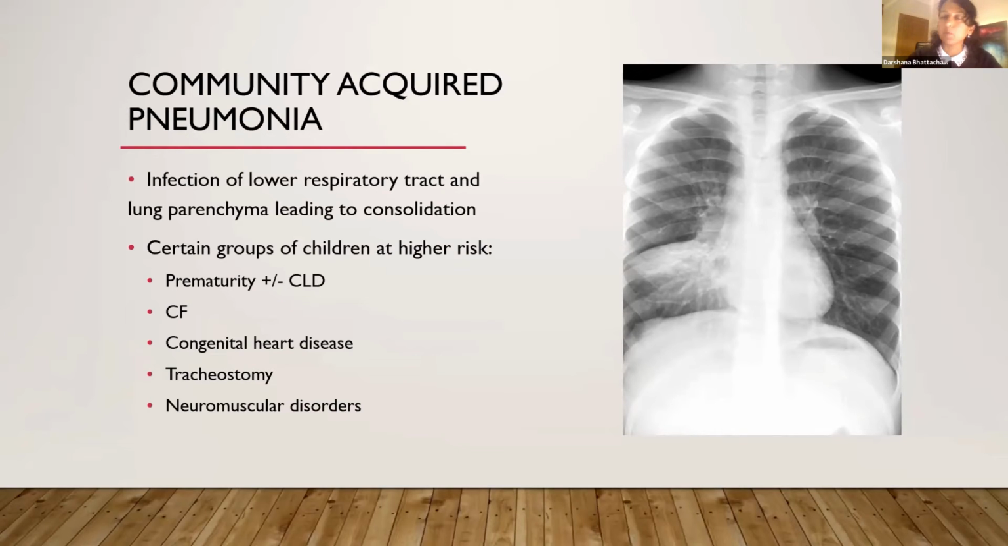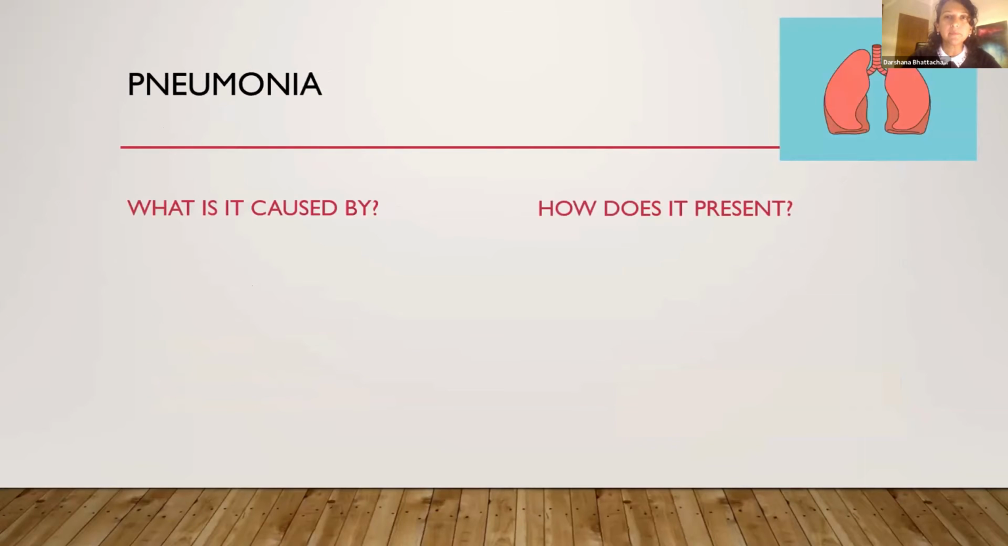Again, babies born prematurely who may have chronic lung disease, so they may still require oxygen. Children with cystic fibrosis, children with congenital heart disease, which is not that common. Kids with tracheostomies, which need regular review, and those with neuromuscular disorders that may not have the efficacy of breathing and the ability to clear secretions. So those groups of kids are particularly vulnerable.